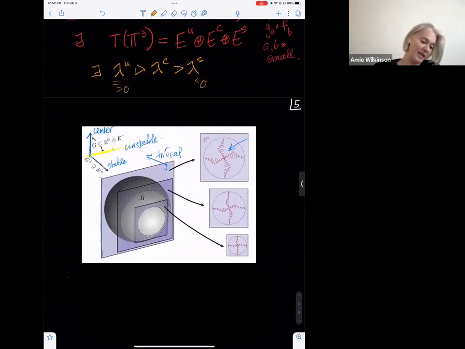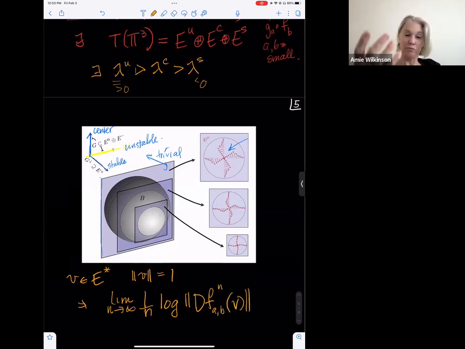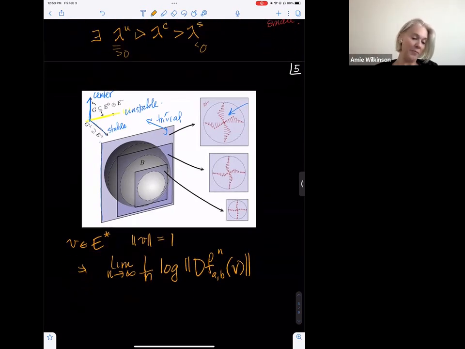And with the property that if I take V in one of these bundles, E^U, E^C or E^S, of norm 1, then the limit as n goes to infinity of 1 over n times the log of the norm of the derivative of F_AB to the n applied to V, that's the asymptotic growth rate, exists and equals lambda U. Okay, so I have to qualify what I just said.